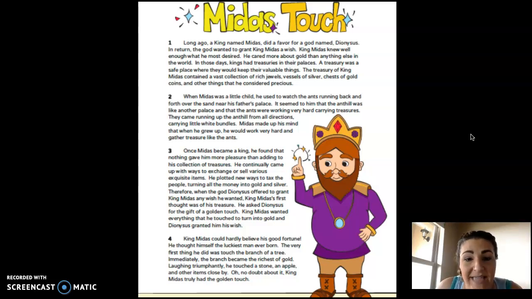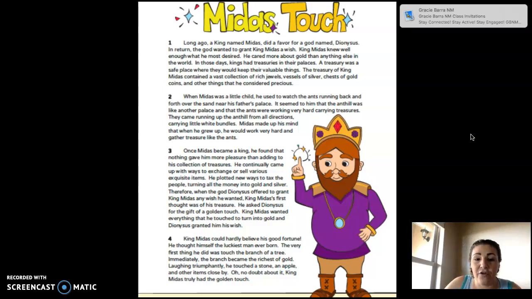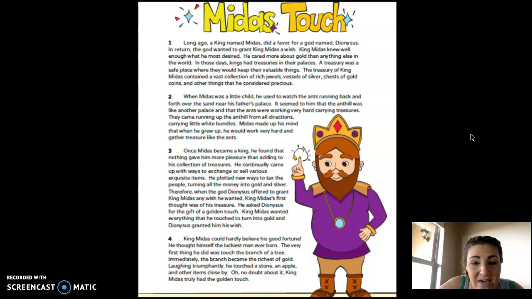Therefore, when the god Dionysus offered to grant King Midas any wish he wanted, King Midas's first thought was of his treasure. He asked Dionysius for the gift of a golden touch. King Midas wanted everything that he touched to turn into gold, and Dionysius granted him his wish. King Midas could hardly believe his good fortune. He thought fortune is like good luck. He's having great luck.